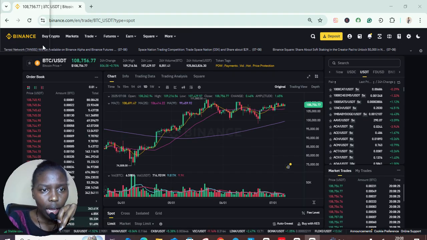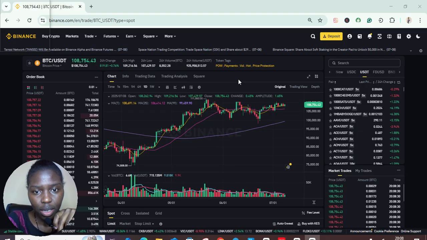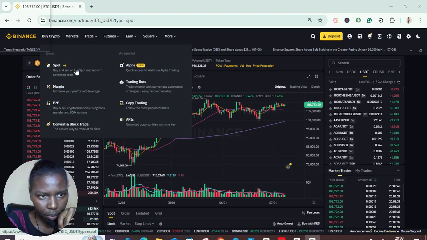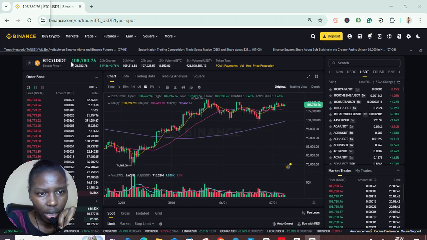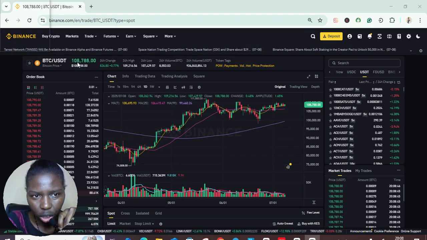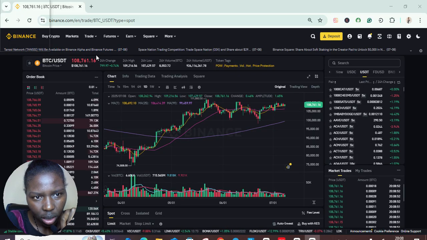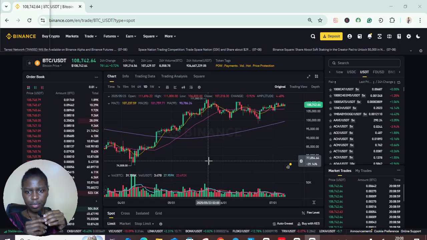So today, I'm going to show you and teach you what different features mean on the exchange. We are logged in to our Binance account, and to get here, we clicked on Trade and selected Spot. The pair I'm going to show you for demonstration is Bitcoin, and as you can see, one Bitcoin is worth around $108,000, and you can see how the price has been trading.